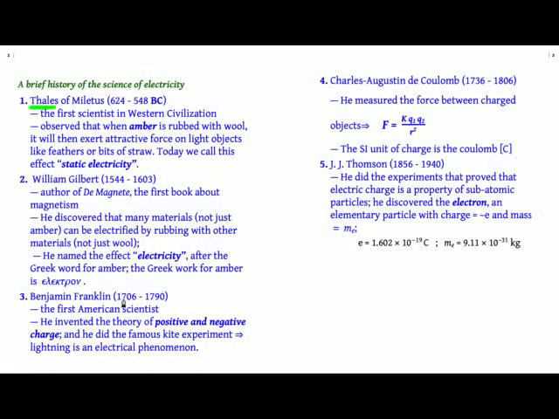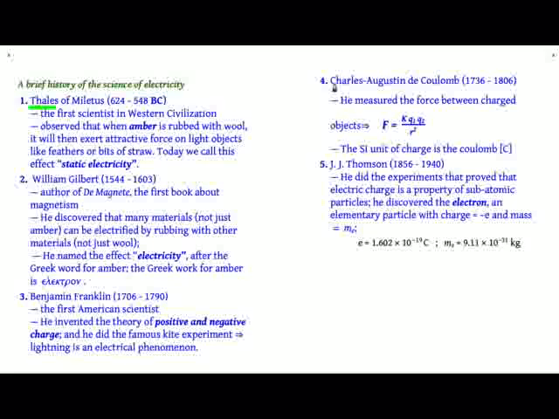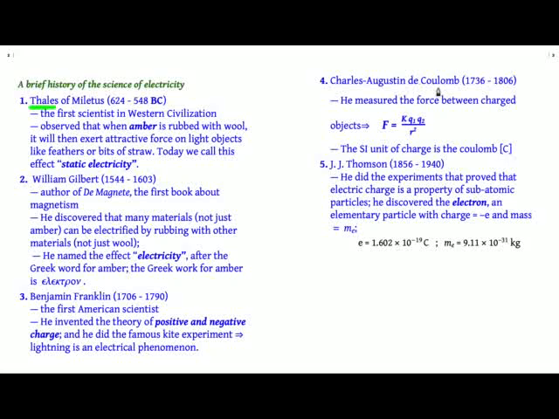Now, living about the same time as Franklin, a little younger than Franklin, Charles Augustin de Coulomb was a French engineer and scientist. And Coulomb measured the force between charged objects. Coulomb lived 1736 to 1806. His life coincided partly with Franklin. He was a little younger than Franklin.